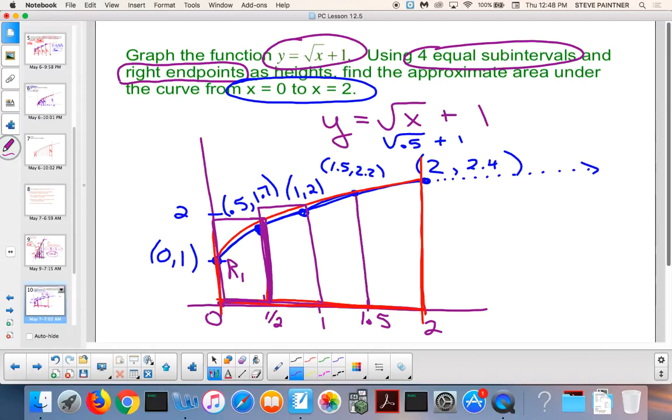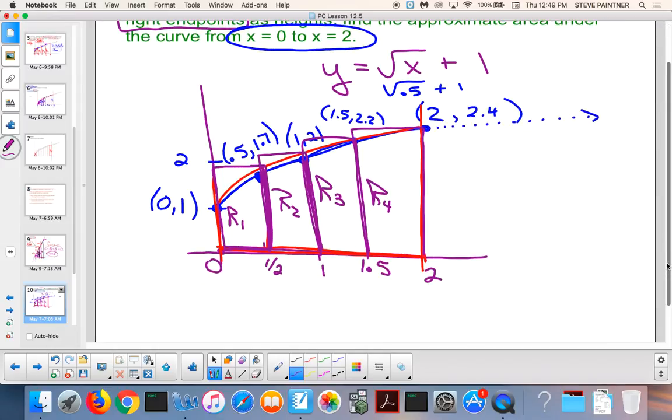Pick 1.5, hit the graph, come over, go down to 1. This is rectangle 2, this is rectangle 3, this is rectangle 4. In rectangle 4, you'd pick the number 2, hit your graph, come over and down. And I hope you can see, as your function starts to flatten out, there's less and less wasted space. So really, the rectangle that had the most wasted space is the first one, right?